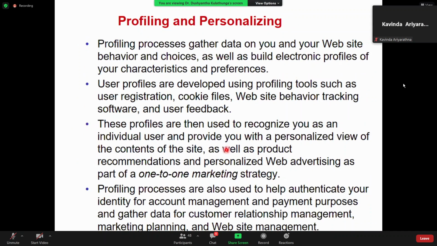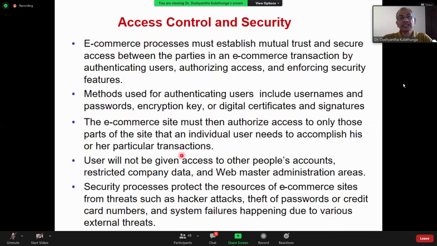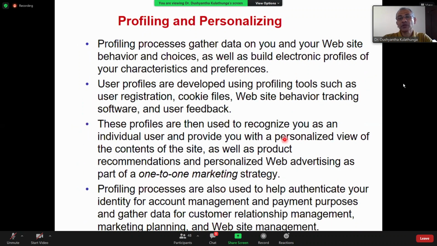So we'll move to the second category, or second component, or second process, profiling and personalizing. As I mentioned earlier, this can be relevant for our other internal systems as well. So please evaluate on your own whether these other components are relevant for other internal systems as well.